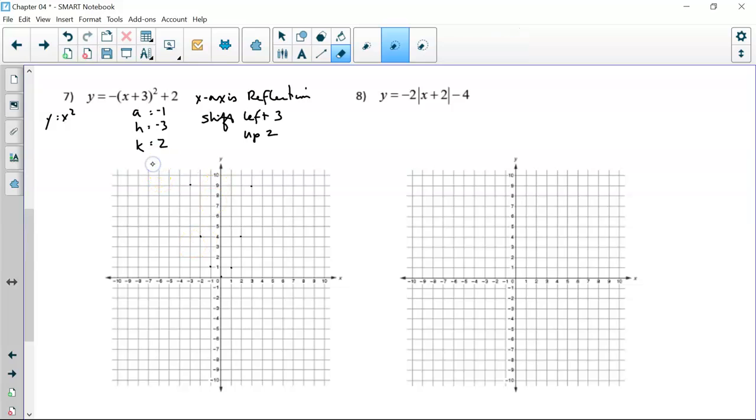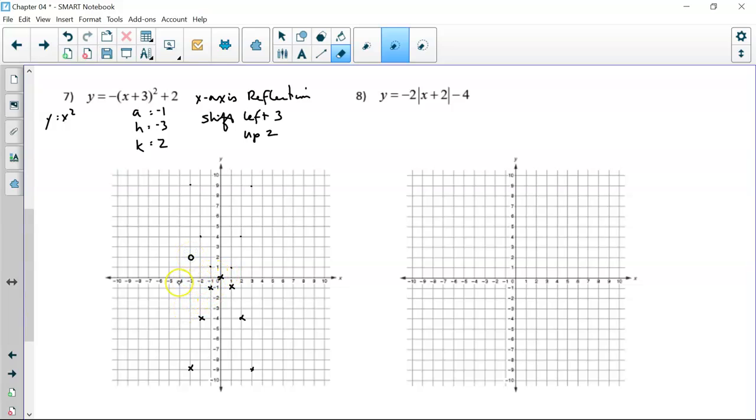Oh, excuse me. We have to take care of the reflection first. So I'm going to multiply my y values, my outputs, by negative 1. 0 times negative 1 is still 0. 1 times negative 1 is negative 1. 4 times negative 1 is negative 4. 9 times negative 1 is negative 9. Then we're going to take each point and go to the left 3 and up 2.